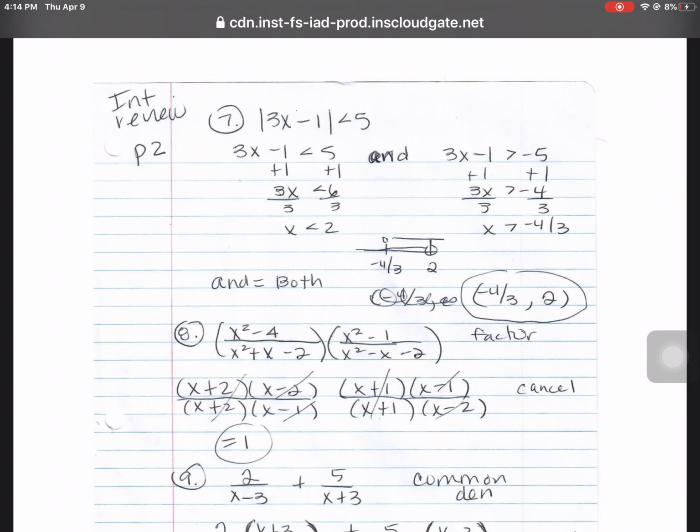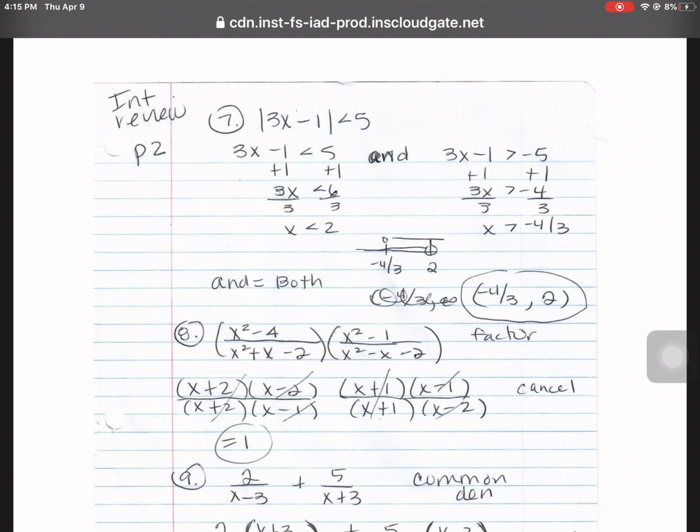3x minus 1, add 1, and divide by 3. Symbols stay the same. On the right side, add 1 and divide by 3. Symbol stays the same. So less than 2 means don't include and go left. Greater than -4/3 means don't include, go to the right.